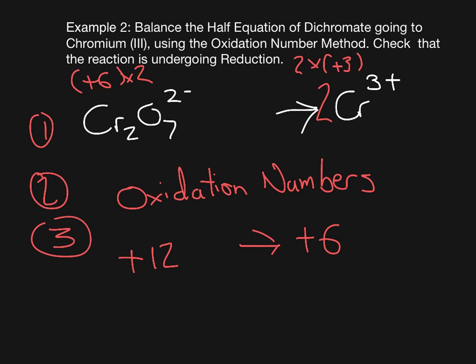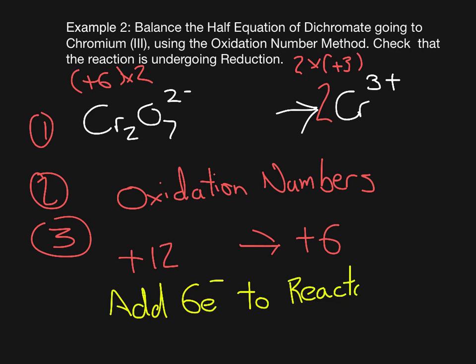So for step 3, we actually want to add 6 electrons to the reactants. So including for step 3, I'll just write out this equation again.